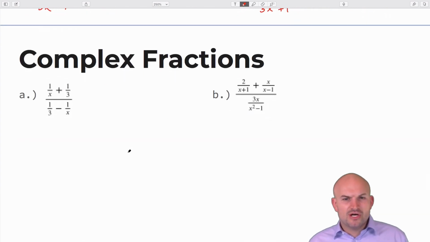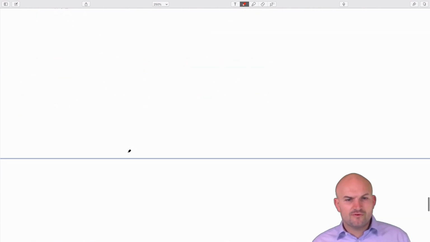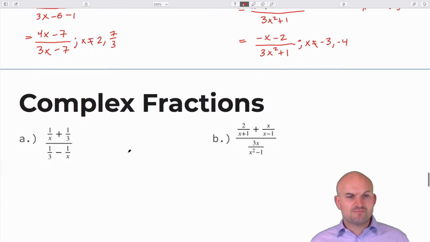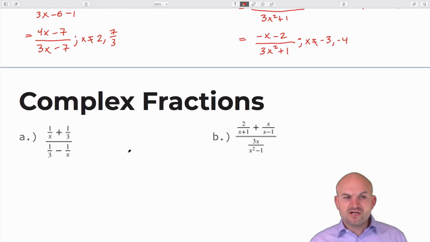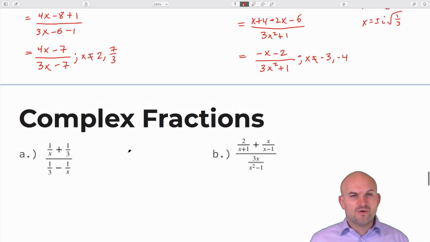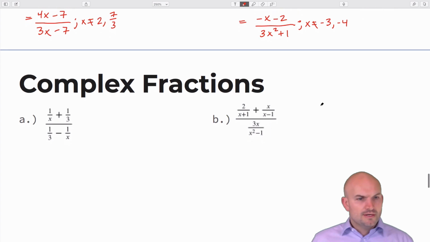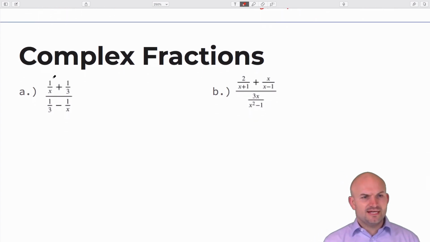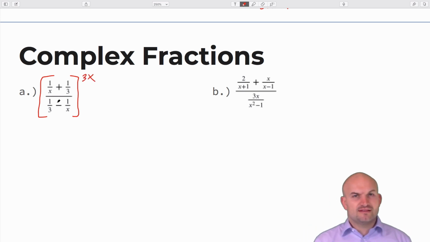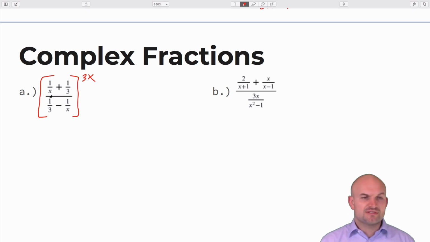All right, so I'm just going to cover four more examples of just practicing this, so students can feel more comfortable. We're going to simplify as well as identify or label the excluded values. So the first one here, I recognize my LCD is just the product of my denominators, which is 3x, right? The 3 and the x don't have any factors in common, so I'm just going to multiply everything by 3x.